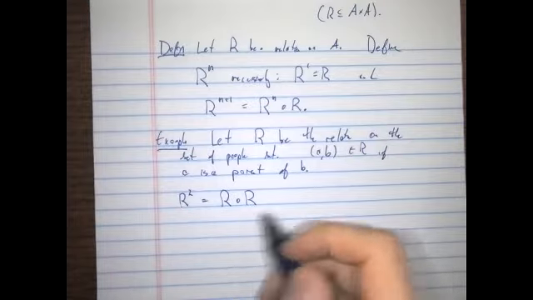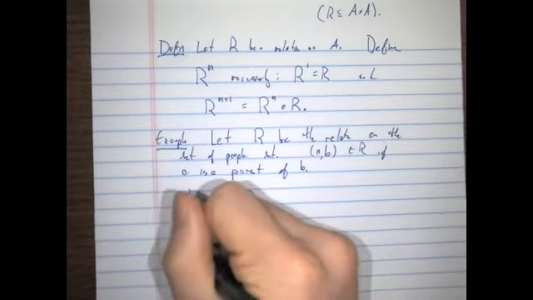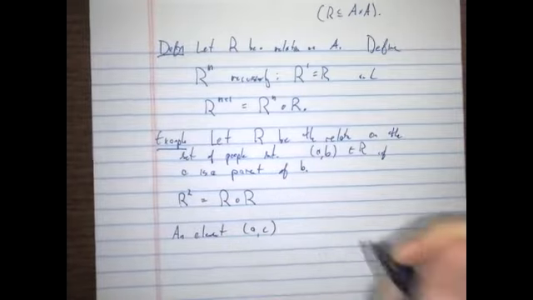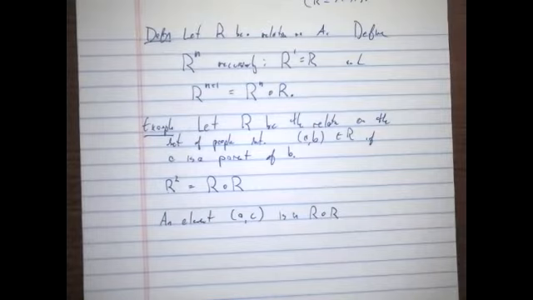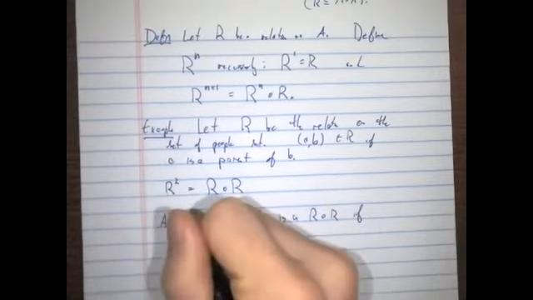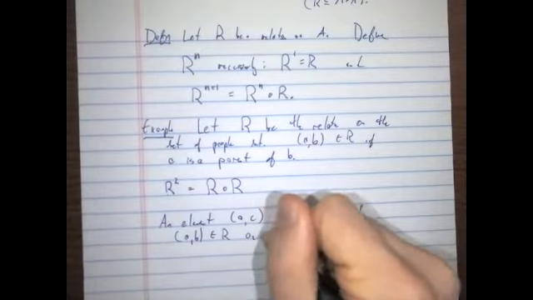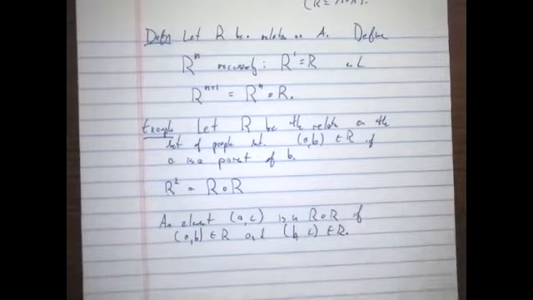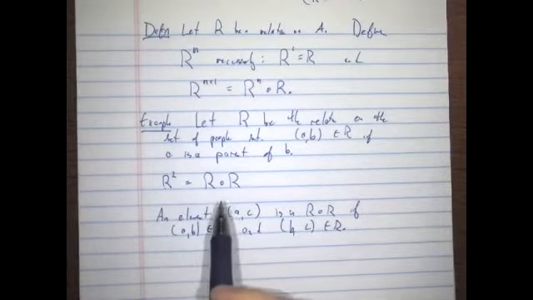Well, here's how I find an element in the composition. An element A comma C is in R composed with R if A comma B is in R and B comma C is in R, right? We just defined what composition of relations are.